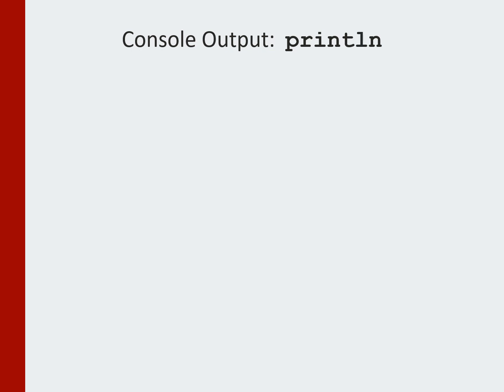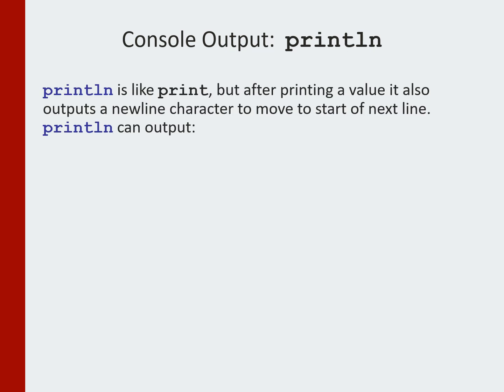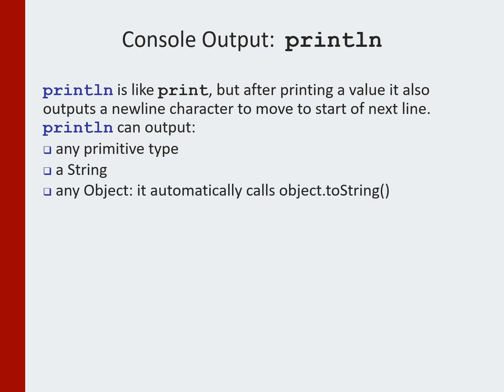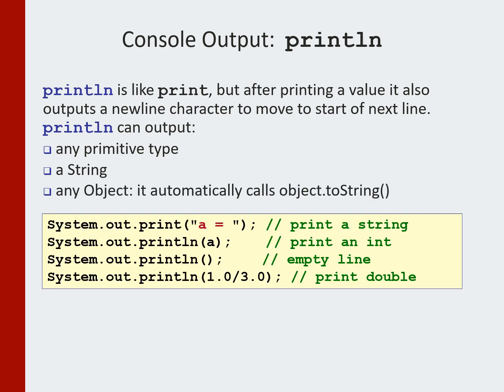The next part of System.out that I want to talk about is println. Println is like print, but after printing a value, it also outputs a new line character to move to the start of the next line. As before, it can output any primitive type, a string, or any object. Let's look at an example. Here I have System.out.print a equals, and then System.out.println, which will print a, but after a, it will create a new line. System.out.println, and if you just put empty parentheses, it'll print an empty line.